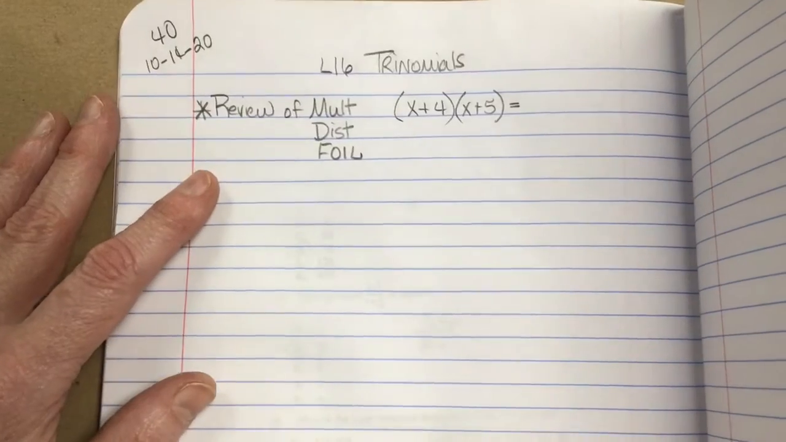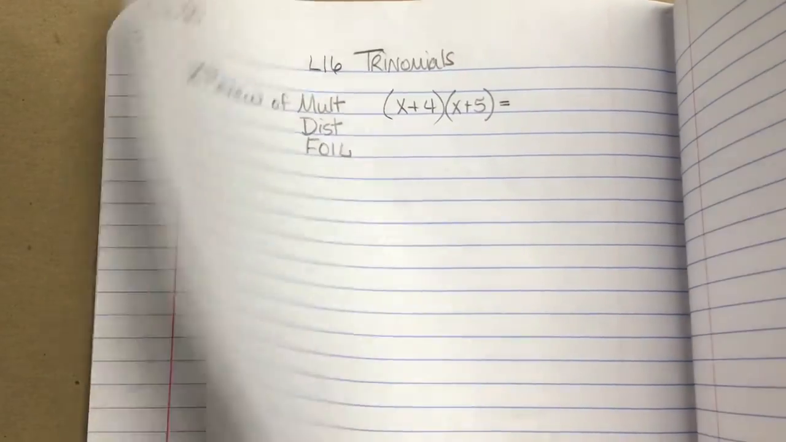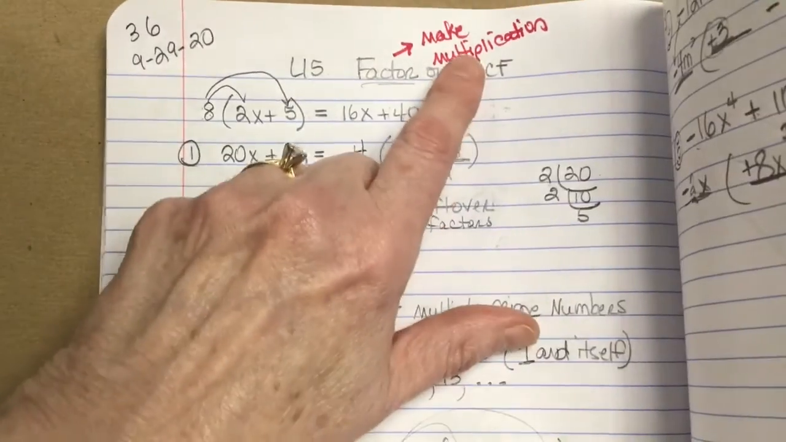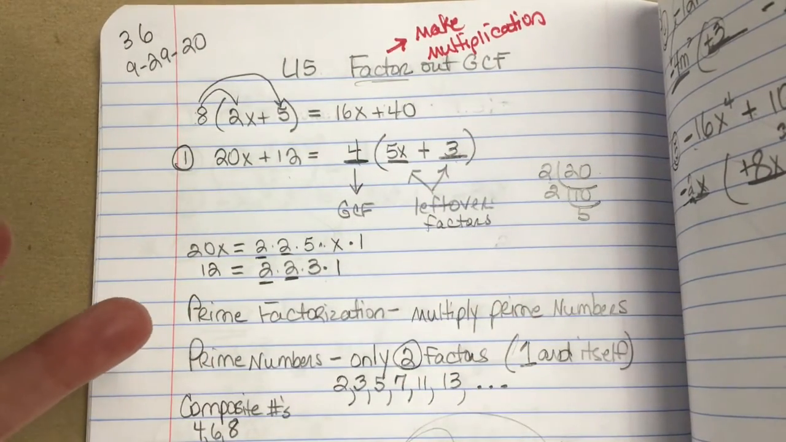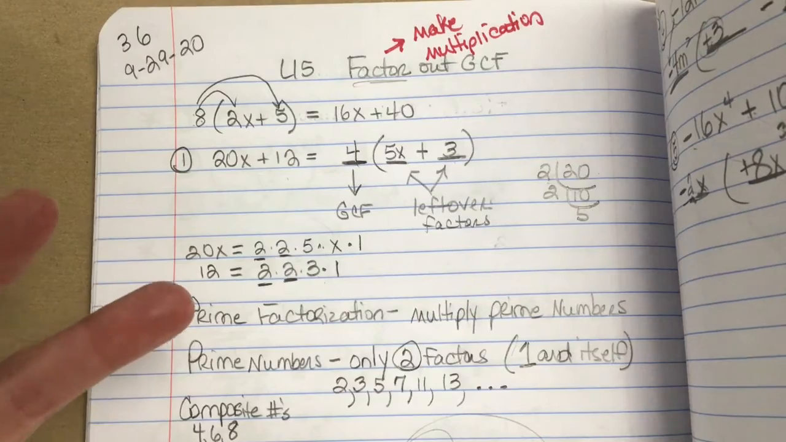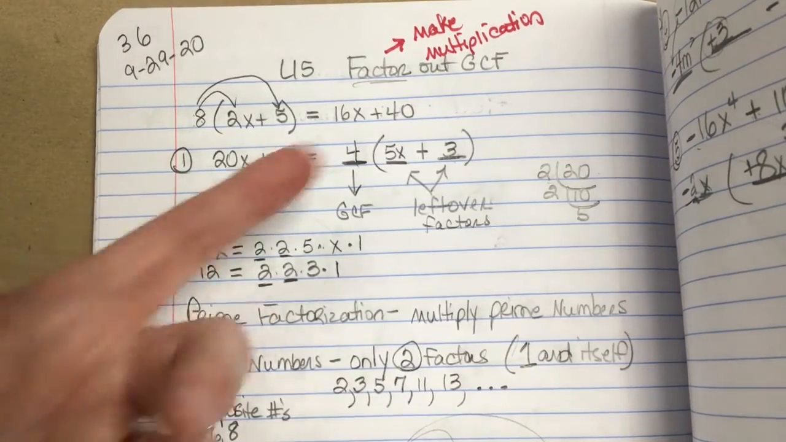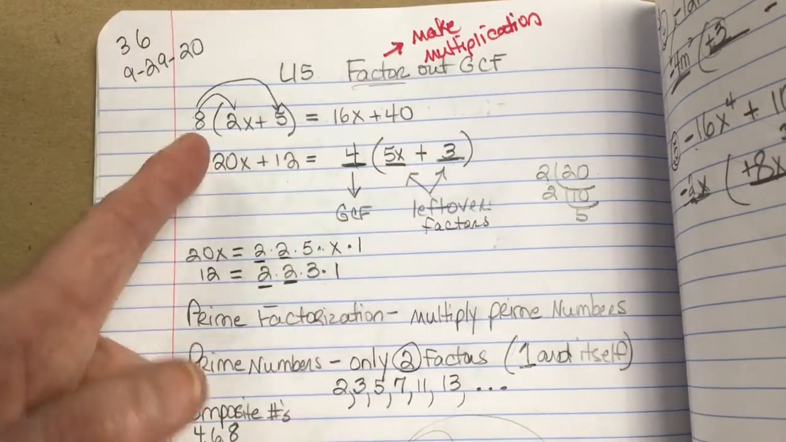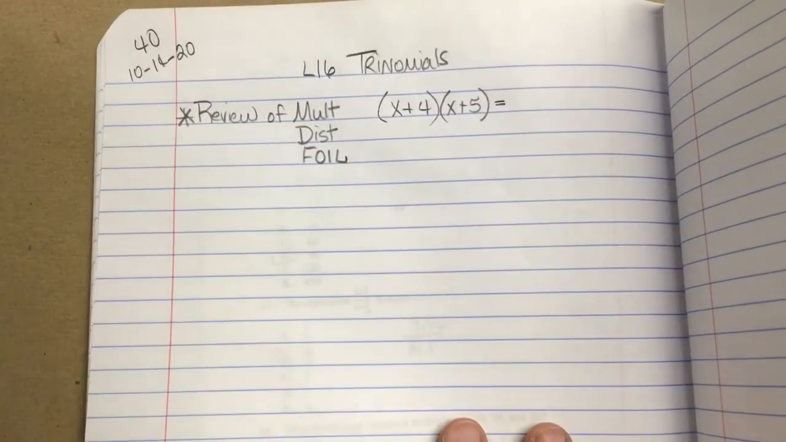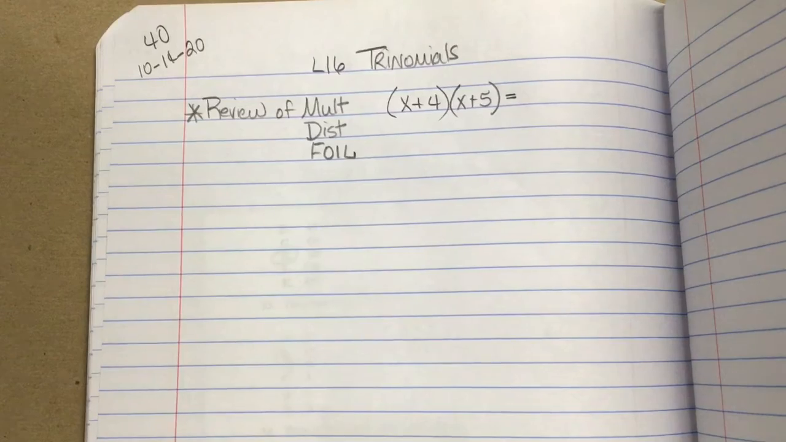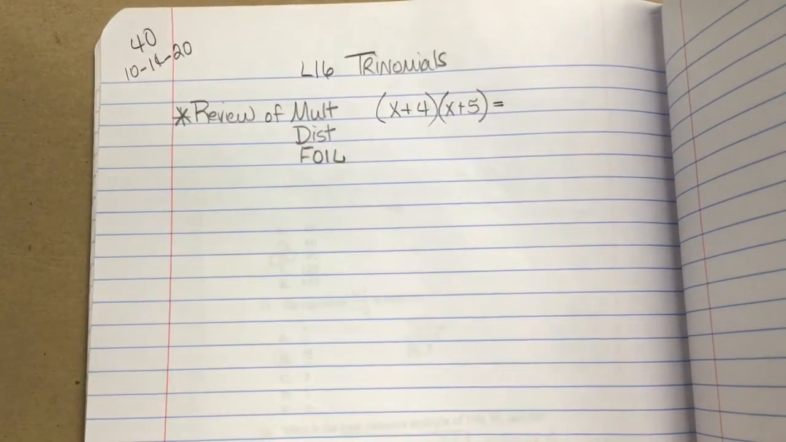Because we said in lesson 15 that factoring is taking a polynomial, something that's added and subtracted in an algebraic expression, and making it multiplication, which in this case was taking out the GCF. And we're not doing any GCFs today. We're doing just a very specific trinomial.